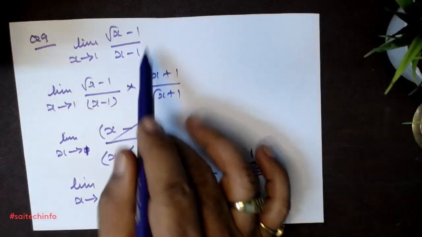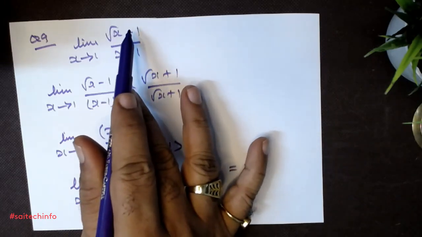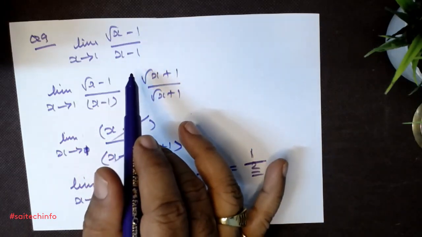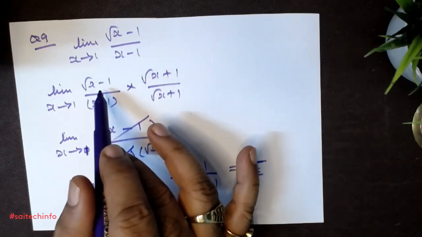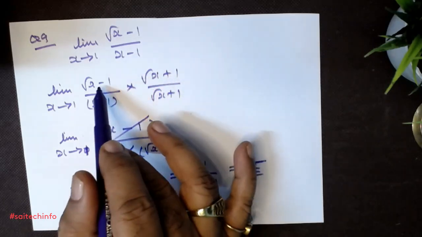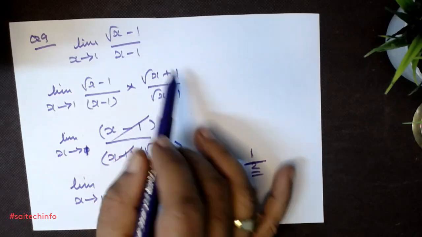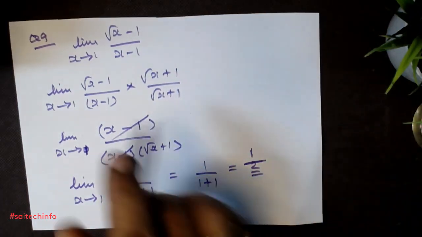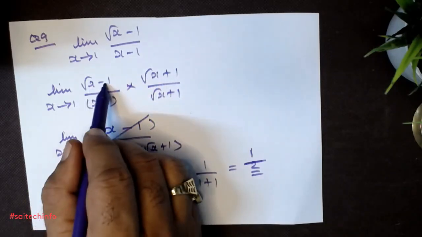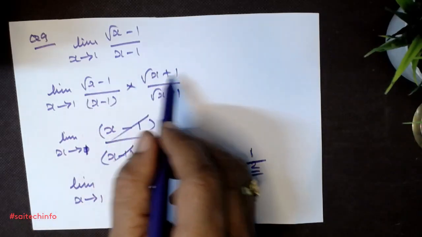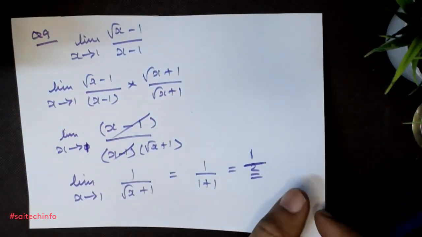So are you able to understand this idea? When you put 1, it becomes 0, and this is also 0, so it will result in 0 by 0 format. That is not acceptable, and you have to either factorize or rationalize. So here you can rationalize the numerator. Rationalize means you have to multiply and divide by the conjugate pair. So root x minus 1 means its pair is root x plus 1. Shall I proceed?